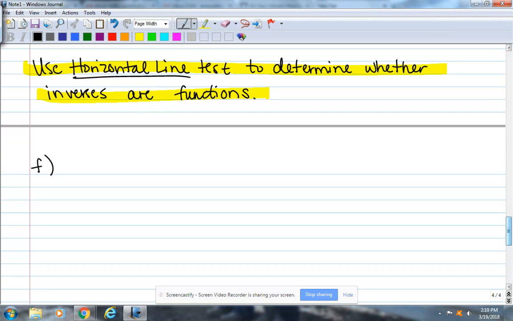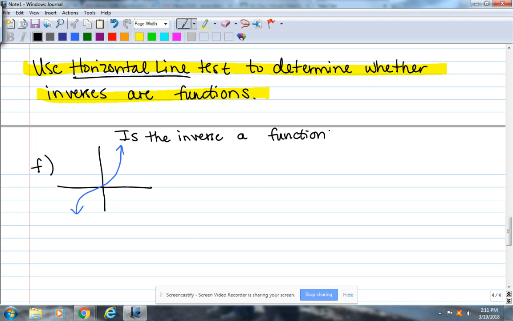I'm going to sketch a graph, and I'm just going to do it free-handed. It's not going to be perfect. Can y'all see that blue squiggle line? There's my function. And it's asking me, is the inverse of a function? Is the inverse a function?